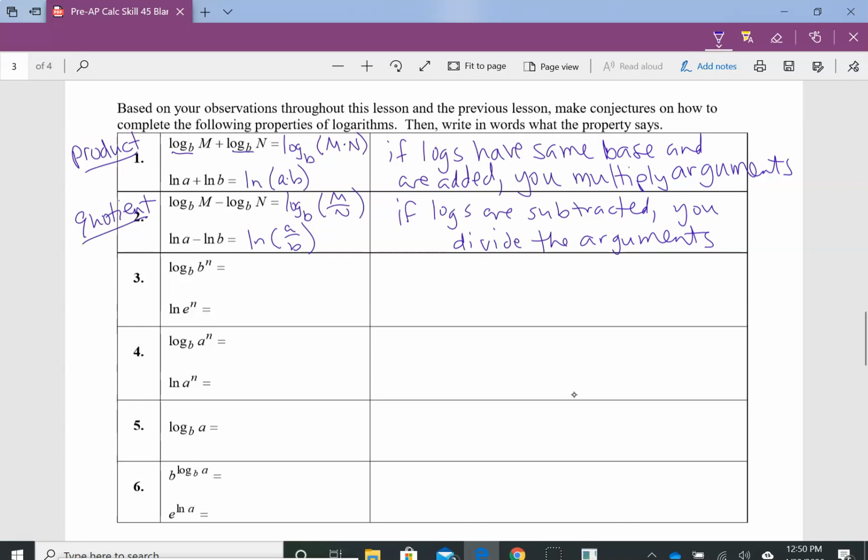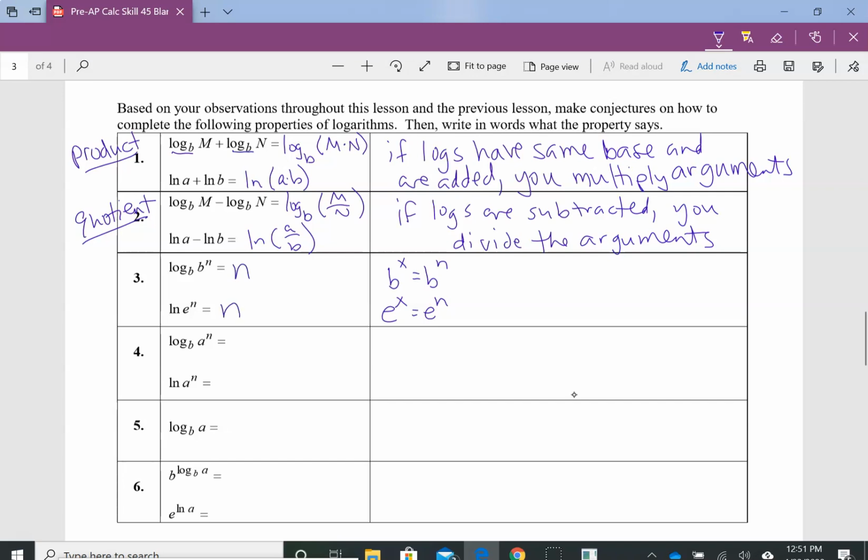Next one, log base b of b to the n. Well, if you look there, you'll notice that this is saying b to some exponent x equals b to the n. Well, that just means that x has to equal n. If I did natural log of e to the n, that's saying e to the x equals e to the n. So that means x has to be n. So the answer to this is just n.